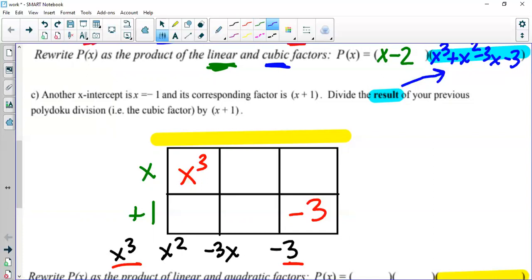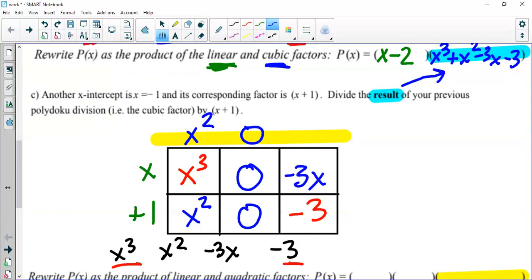So x times what gets me x cubed? This would be x squared. I would get an x squared here. And I want an x squared, which means I don't need anything in this box. X times what gets me 0? It has to be 0, which means this box is also 0. And since I want a negative 3x, that means that this diagonal has to add to negative 3x. And so that's exactly what I need here, which means a negative 3 will go here. And then just double check, negative 3 times a positive 1 does get me that negative 3.